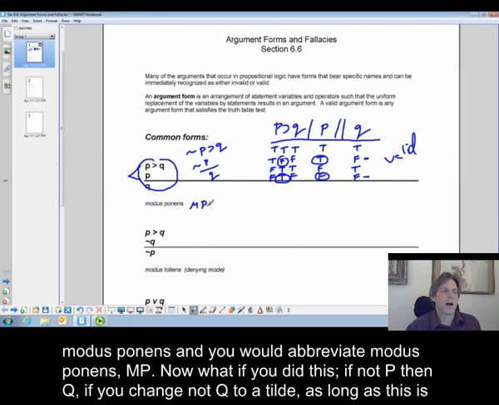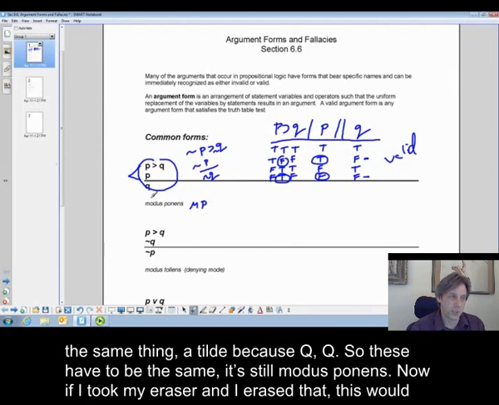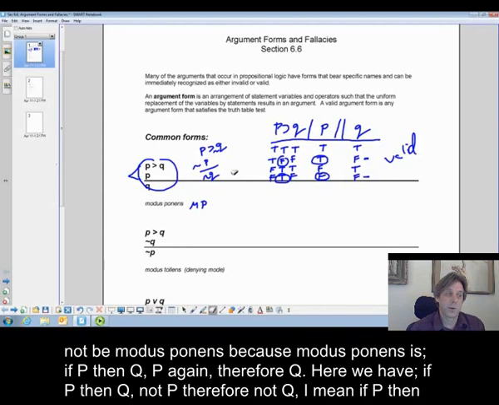Okay? Now what if you did this? If not P, then not Q, if you changed Q to a tilde Q, as long as this is the same thing, a tilde Q, Q, right? So these have to be the same, it's still modus ponens. Now if I took my eraser and I erased that, this would not be modus ponens, because modus ponens is if P then Q, P again, therefore Q.